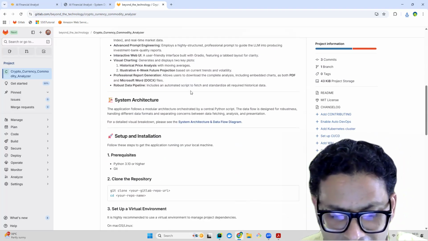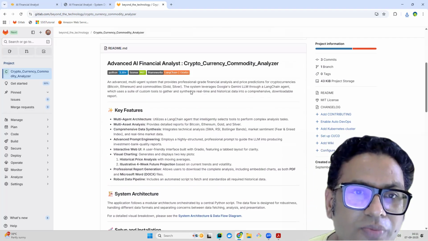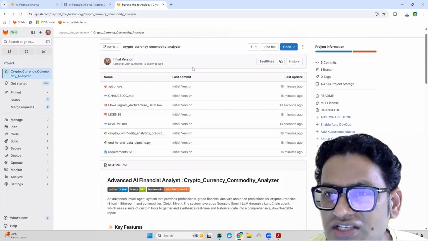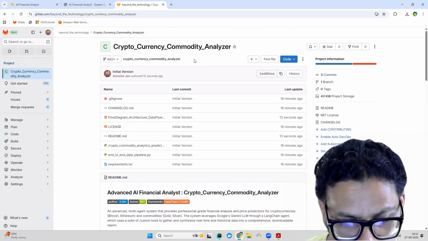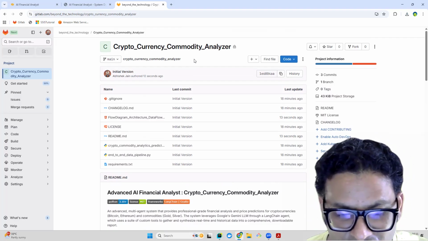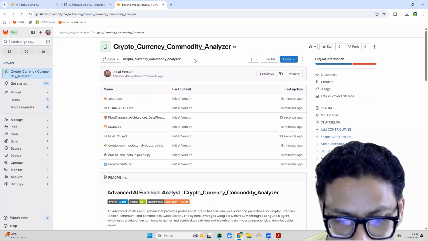As I mentioned, in my opinion, this code base is in a very foundational stage, and the foundation is already set, and now we can add as much intelligence as we want. So as I mentioned, you can contribute to this.